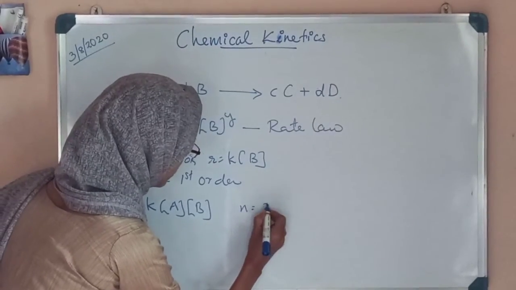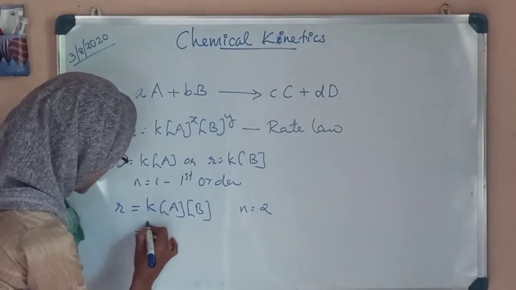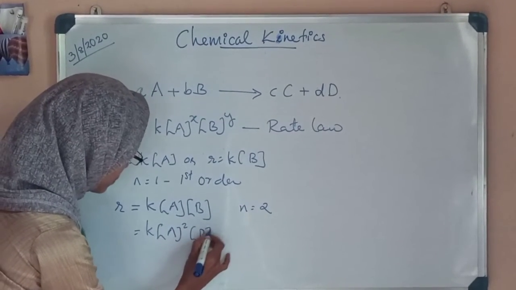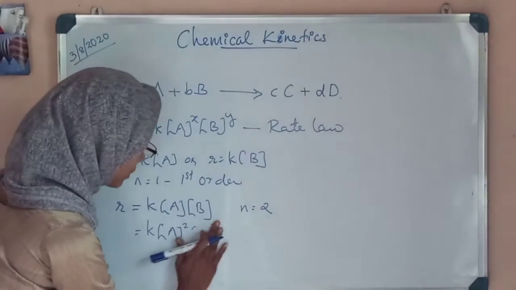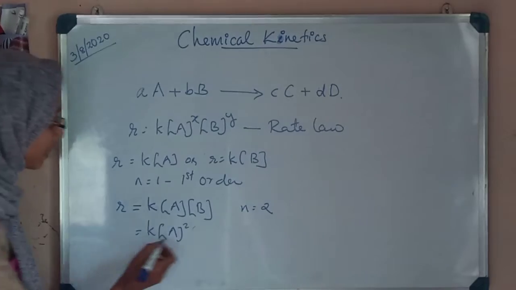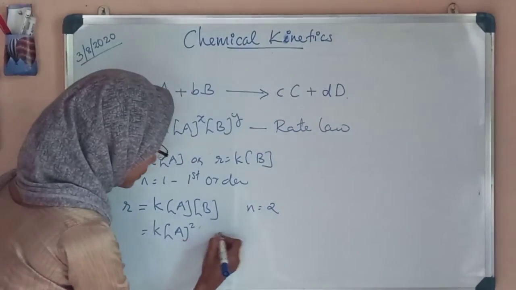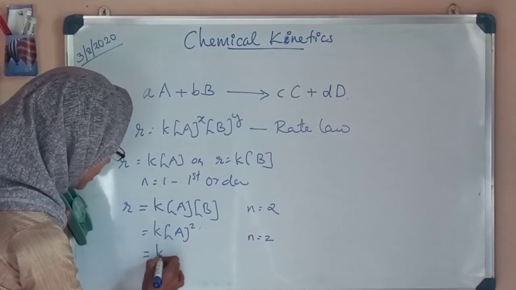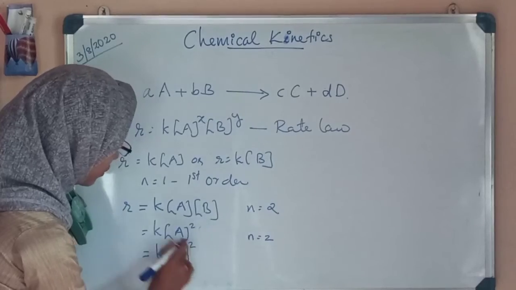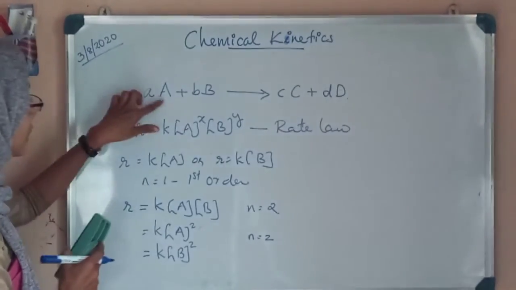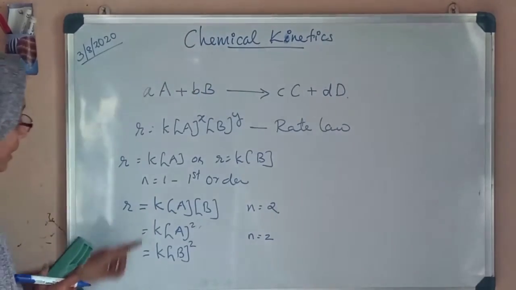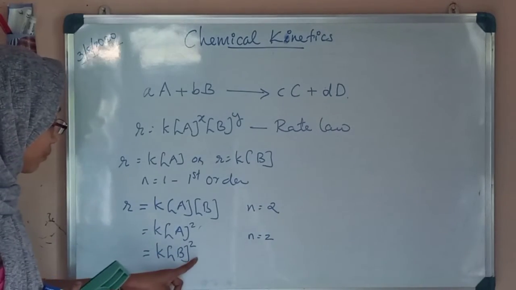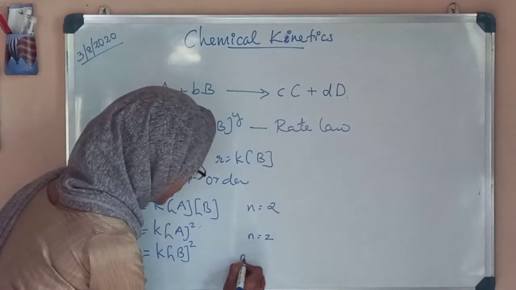In this case, n is equal to 2. In the second case, K is equal to A square and B raised to 0. That means it does not depend on the concentration of B. It only depends on the concentration of A. So here also n is equal to 2. And in the third case, K is equal to the concentration of B square but does not depend on the concentration of A. Even though the reaction involves A, the rate does not involve the concentration of A. So this is also a second order reaction.